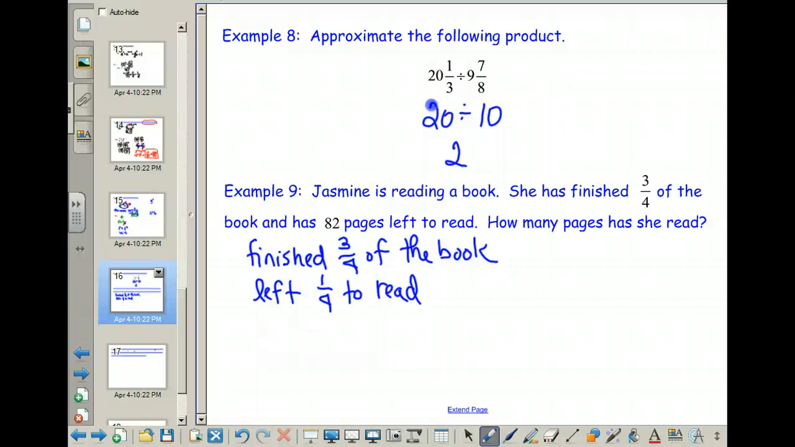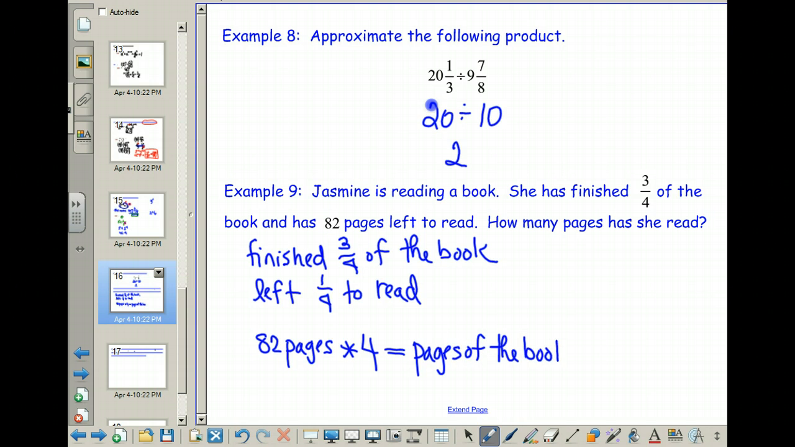Okay, so if I did 82 times 4, what's that going to tell me? How much the whole book is. All right, that's true. So if I took 82 pages times 4, I'll end up getting the pages of the book. Okay. So what would that be? 328.